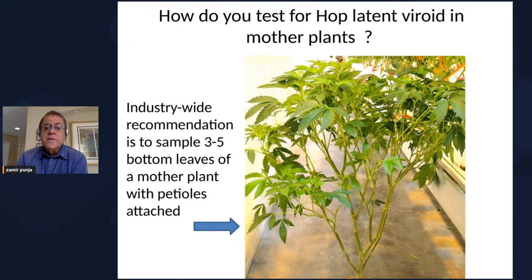And the industry-wide recommendation has been to take leaf samples from lower down in the plant. The idea being that these are older leaves and they would have picked up some of the viroids. So leaves and petioles are a good source, or have been used as a good source, for detection of the viroid. And you can send these off to a commercial lab. There's many labs now in Canada and the US that will run a hop latent viroid test for you and tell you whether or not the viroid is present.